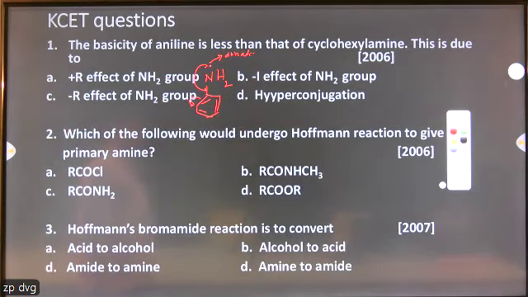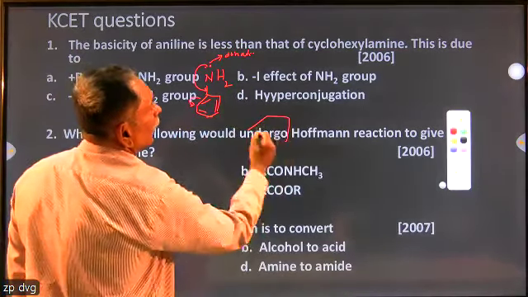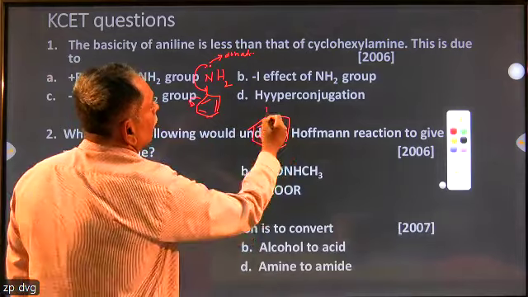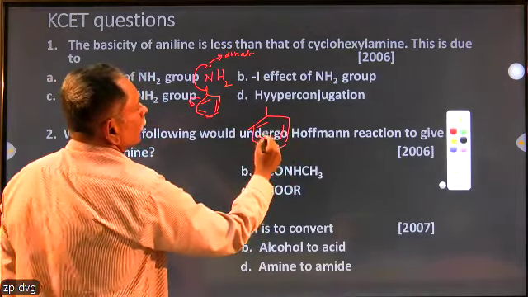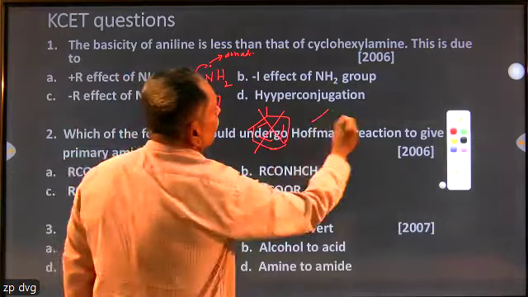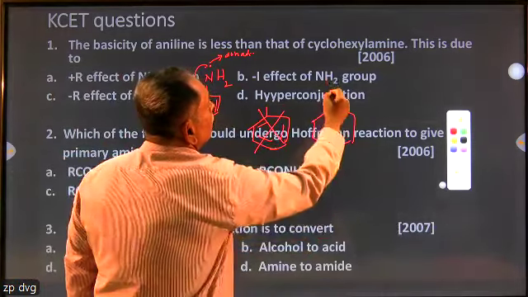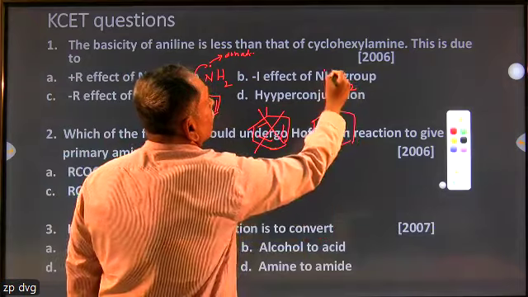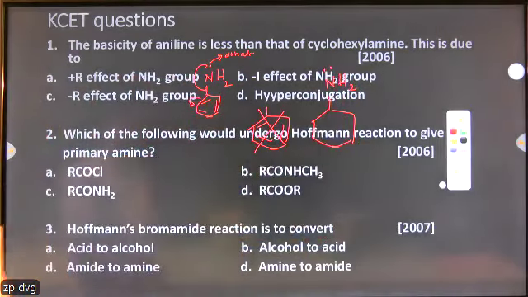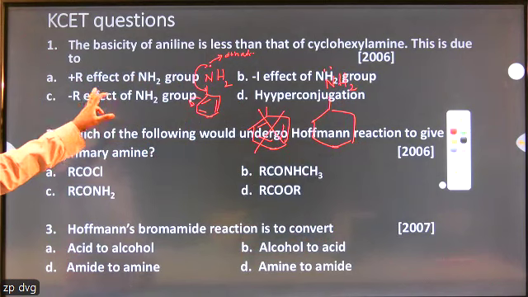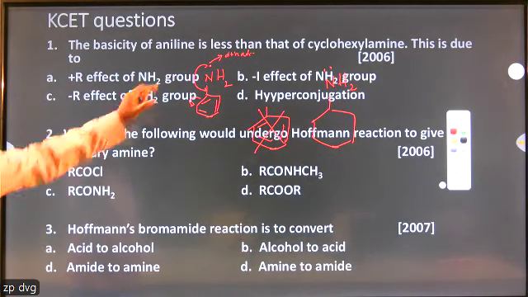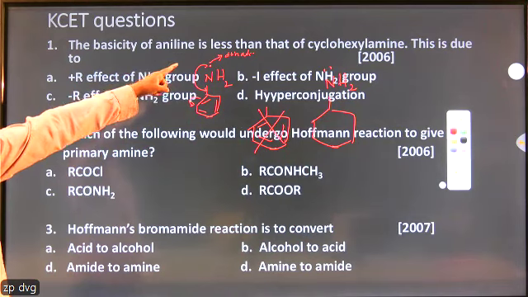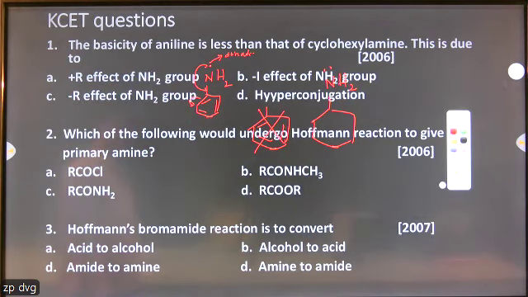But in case of cyclohexylamine, there is no resonance possible. As a result, the lone pair of electrons on cyclohexylamine are easily available for donation. This is cyclohexylamine, this is aniline. So the answer is because of this plus R effect of NH2 group, the basicity of aniline is less than that of cyclohexylamine.